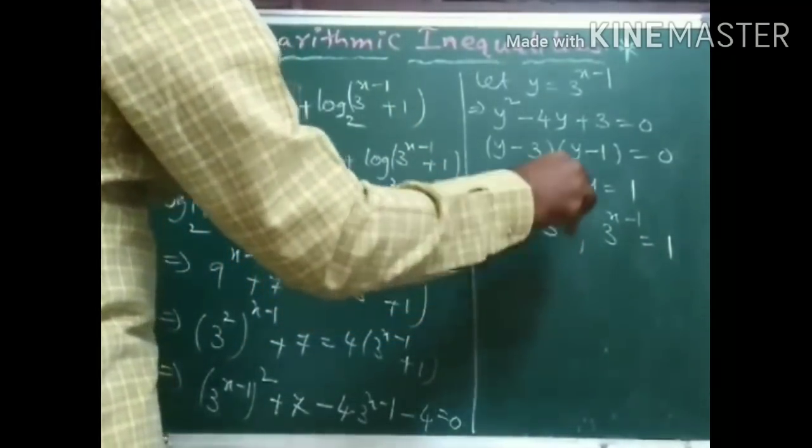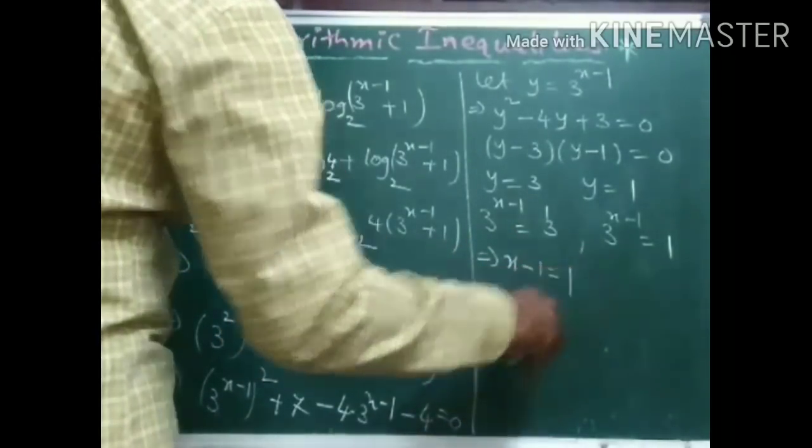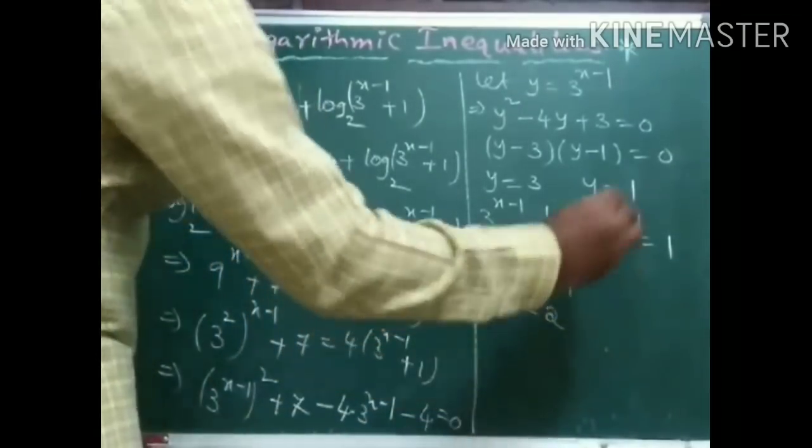Now this 3 is nothing but 3 to the power 1. So clearly I can mention that x minus 1 is equal to 1. And from this, if I send minus 1 to that side, 1 plus 1 which is 2.